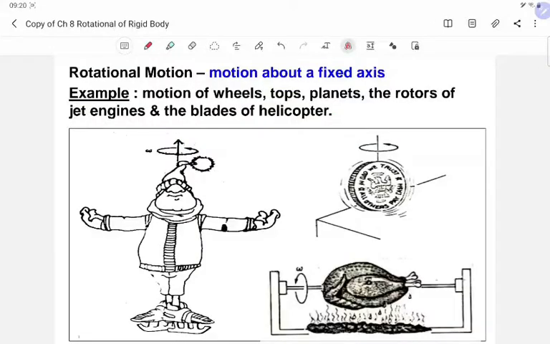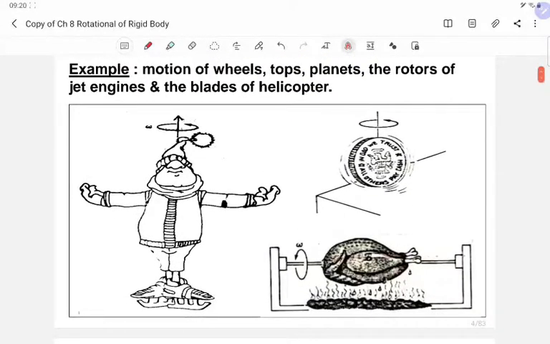Okay, so what is rotational motion? It is a motion about a fixed axis. Example, you can see in the image. Okay, a motion of wheels, tops, planets, the rotors of jet engines, and the blades of helicopter. So every object in this diagram, they are rotating about an axis.